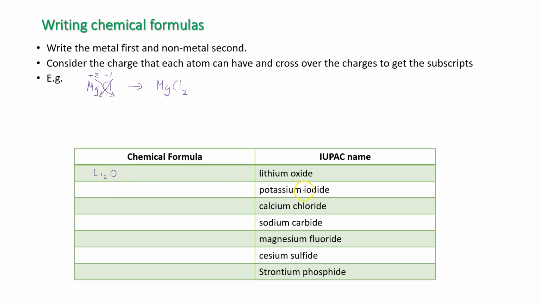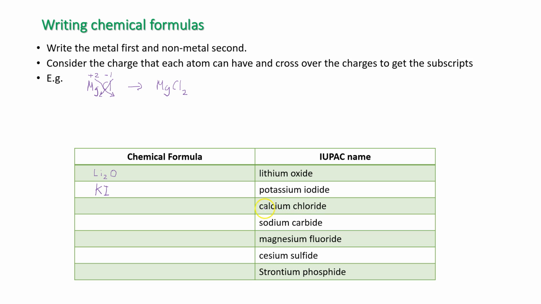Going on to the next one, potassium iodide. Potassium is in the first group, so it has a charge of +1. And iodide is in the 17th group. It has a charge of -1. So when we cross over, it's fairly simple. They both just will have a subscript of 1, so we don't even have to put the subscripts. So we're just going to get KI. That's the chemical formula.